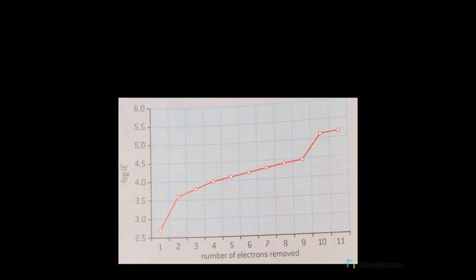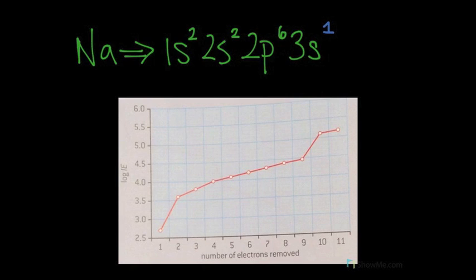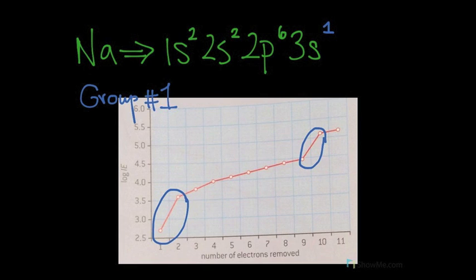The configuration for sodium is: the graph conveys that there is a relatively big jump from IE1 to IE2 and IE9 to IE10. This trend is equivalent to that of a group 1 element because after the first ionization, the atom will have a full valence orbital, and likewise for after the 9th ionization.